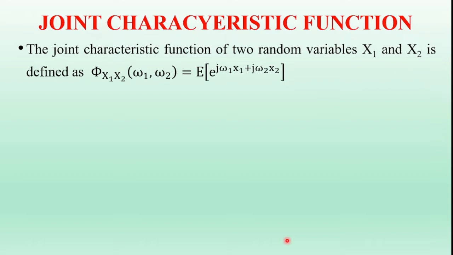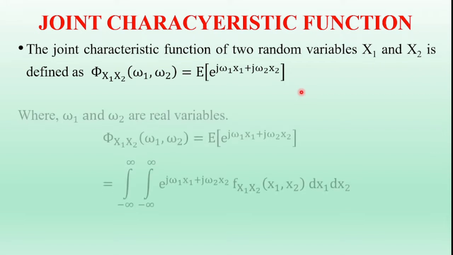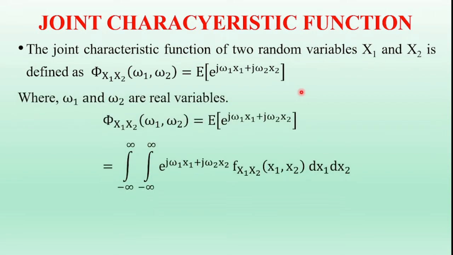The joint characteristic function of two random variables x1 and x2 is given by phi suffix x1 x2 of omega 1 comma omega 2 is equal to the expectation of e power j omega 1 x1 plus j omega 2 x2. Here omega 1 and omega 2 are real variables. For the continuous case, the joint characteristic function phi x1 x2 of omega 1 comma omega 2 is equal to the integral from minus infinity to infinity of e power j omega 1 x1 plus j omega 2 x2 into the joint probability density function into dx1 dx2.